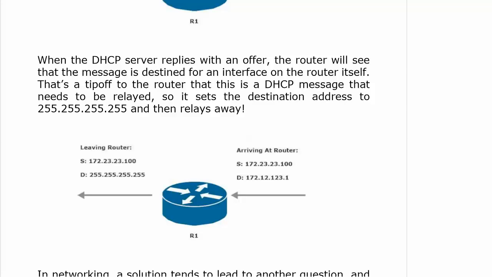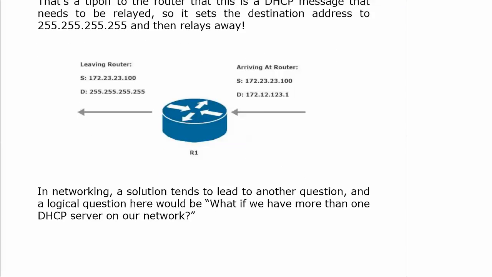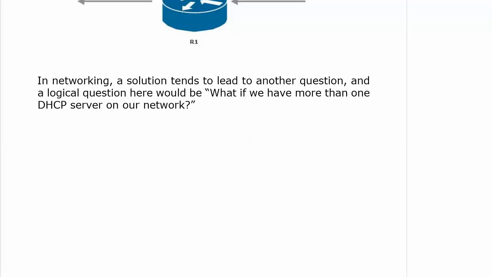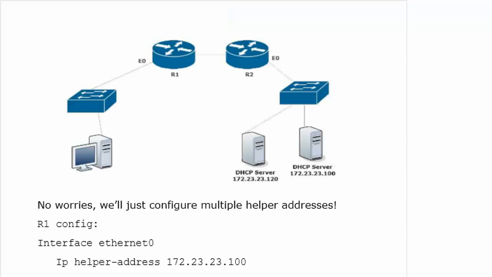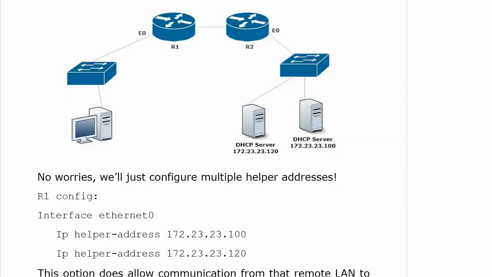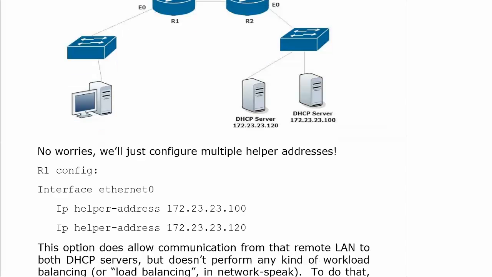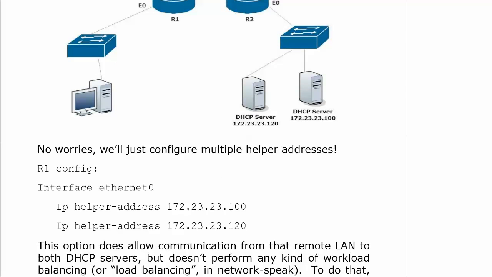Now, in networking, of course, the solution tends to lead to another question. The question that a lot of you probably have right now is, well, what if I have more than one DHCP server on the network? What can I do then? Well, what you can do then, my friend, is configure multiple helper addresses. One is not going to overwrite the other. You can put more than one. Now, this option does allow communication from that remote local area network to both DHCP servers.